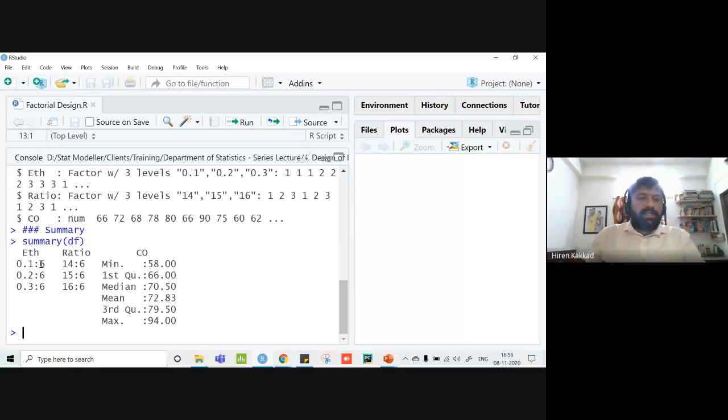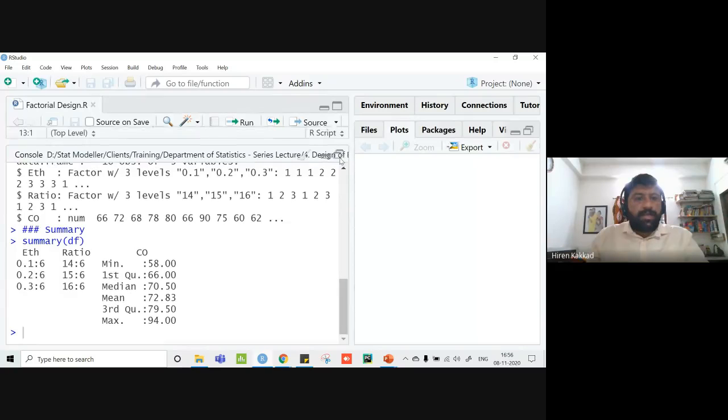And here it is a factor, so it is just giving you the count, like 0.1, how many times it is appearing, so that is 6 times. Here it is also 6 times, and here also it is 6 times. So that is the summary of the data.